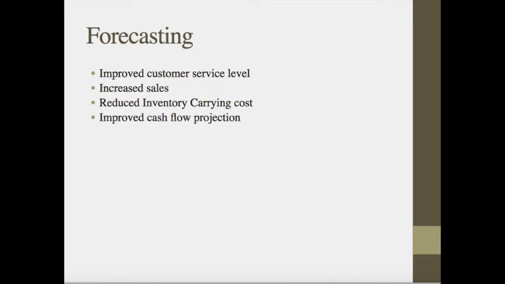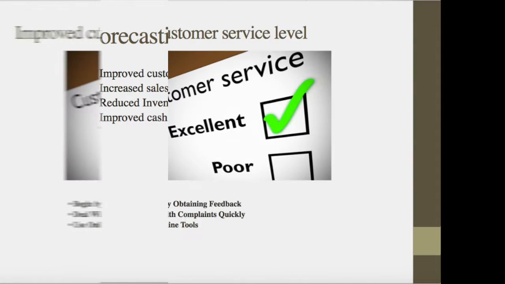Hello guys, today our group is going to present about the forecasting and the customer service section. Let's start with the forecasting. Forecasting is the process of making predictions of the future based on the past and the present data, and most commonly by analysis of trend. And now we already classify our forecasting into four main criteria, which are improve the customer service level.